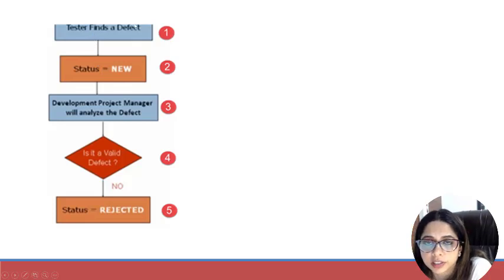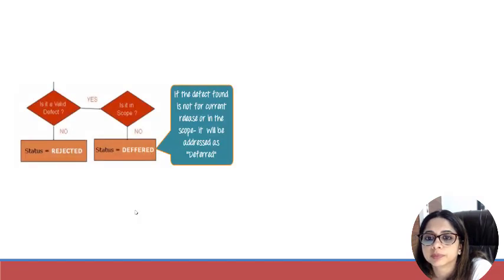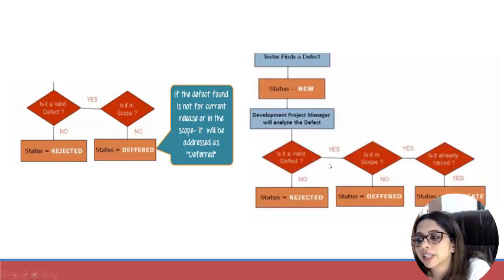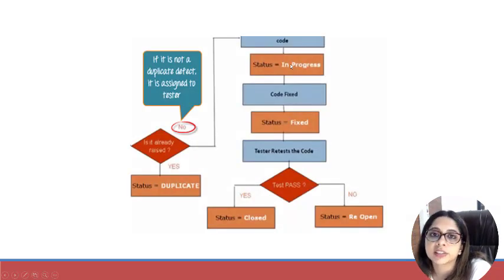So testers find a defect, so it goes to new. The development project manager will analyze whether it is a valid defect or not. No, then reject. And if yes, it is a valid defect, then whether it is in the scope or not, whether we are going to fix it in this release or not. No, then deferred. And if yes, it is in the scope, then whether it is already raised or not. If yes, it is already raised, then it will go to duplicate. If no, it's not already raised, then it will be taken care of.